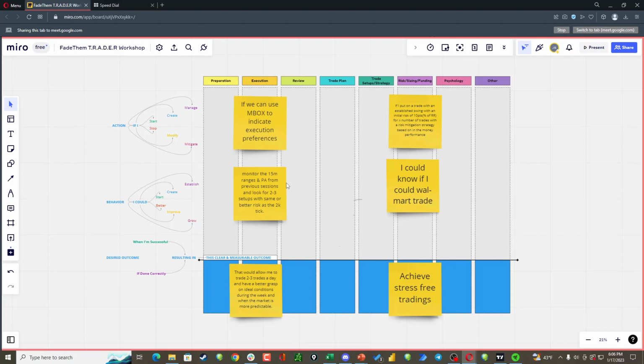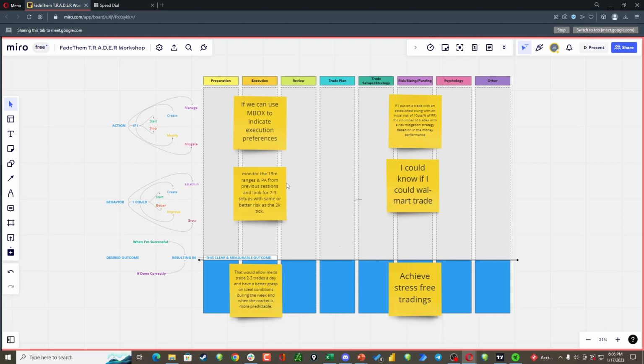So that's what we did. We containerized it through MBOX and then used the 15-minute ranges and price action structure to validate that in the 2K or 2000 tick bars, if you know what tick bars are. I assume you do. Of course, yeah. Since they execute on the 2000 tick bar, they're using the 15-minute range and price action to build that specific context.